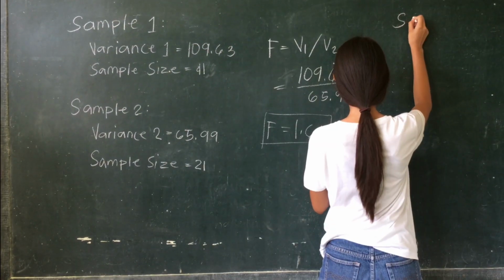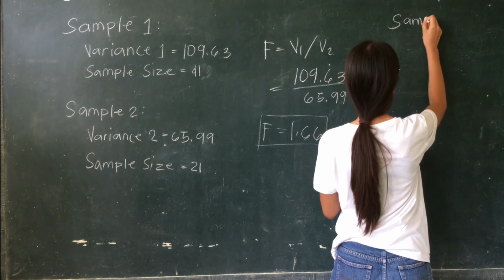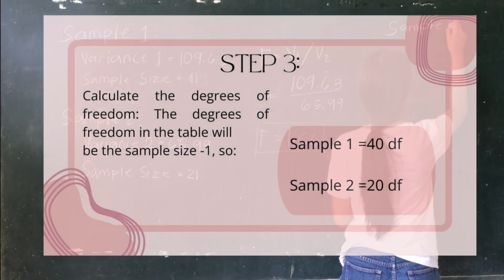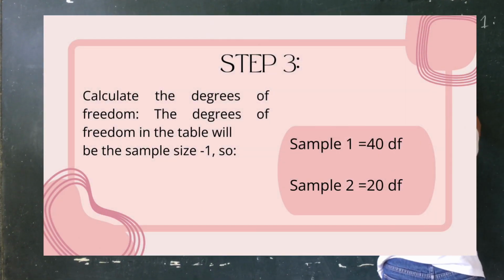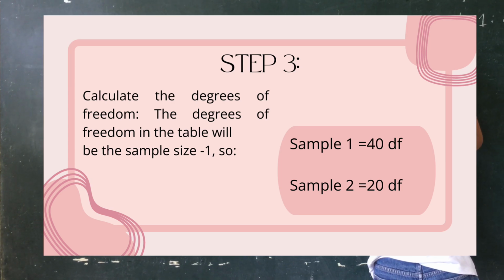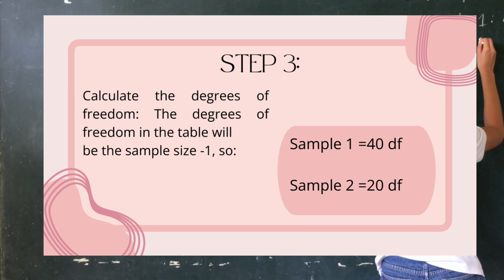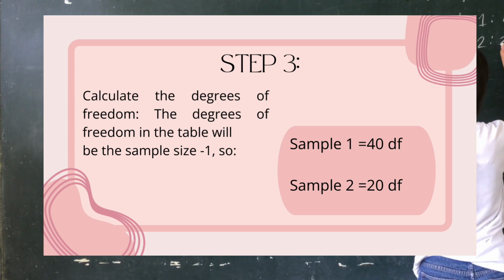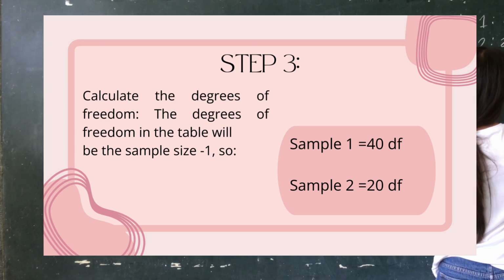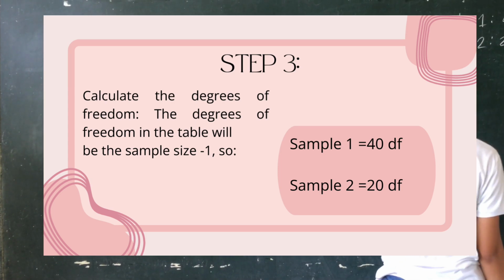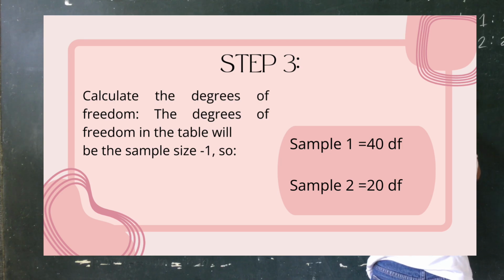Step 3. Calculate the degrees of freedom. The degrees of freedom in the table will be the sample size minus 1. So, sample 1 has 40 degrees of freedom for the numerator, and sample 2 has 20 degrees of freedom for the denominator.